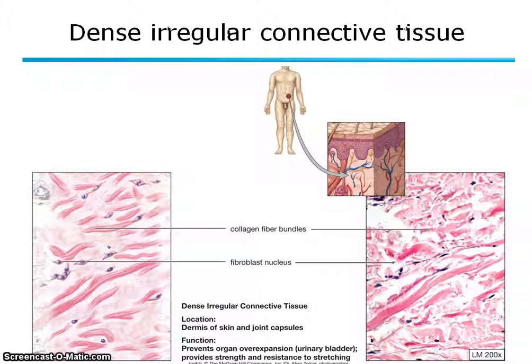Dense irregular, here is an example, and this is below your skin. There's your skin right there. And right here is where all of those sweat glands and blood vessels are going to be found underneath your skin. So its function below your skin is to prevent organ overexpansion in the urinary bladder or provide strength and resistance to stretching. We know that our skin needs to be able to stretch as we move and bend, but we don't want it to stretch too much, and so our dense irregular connective tissue is going to provide that function for us.